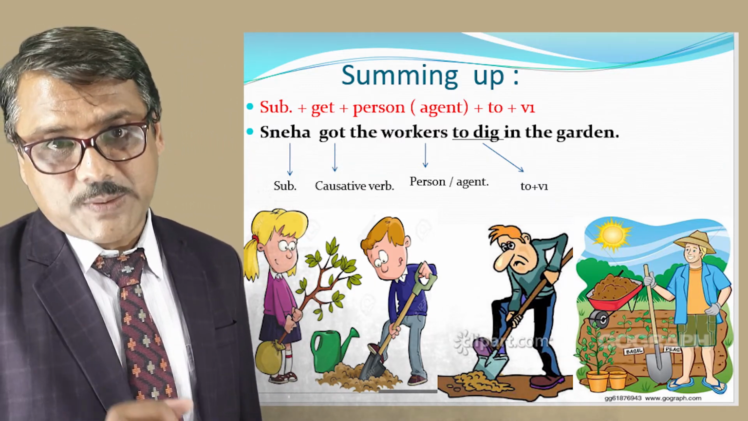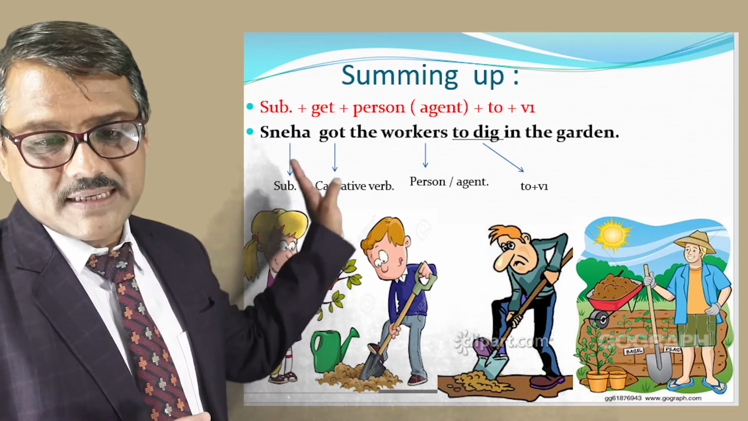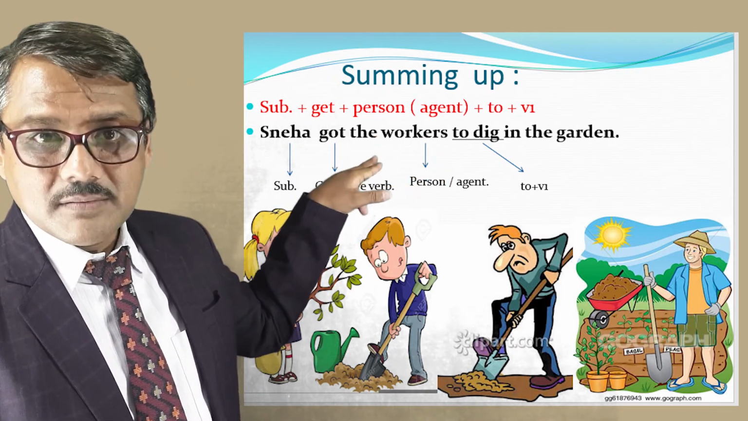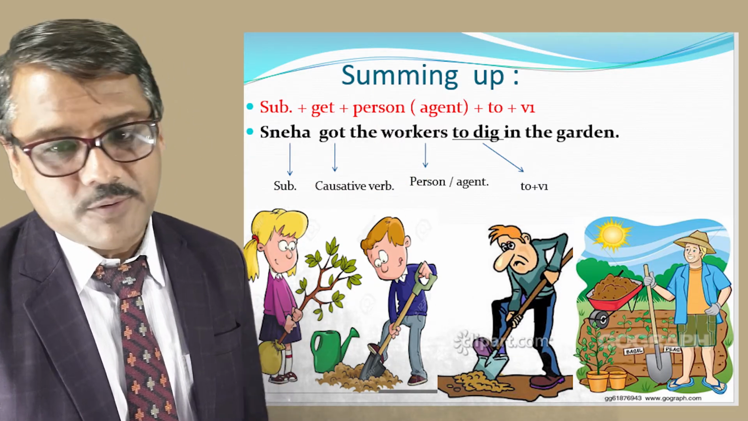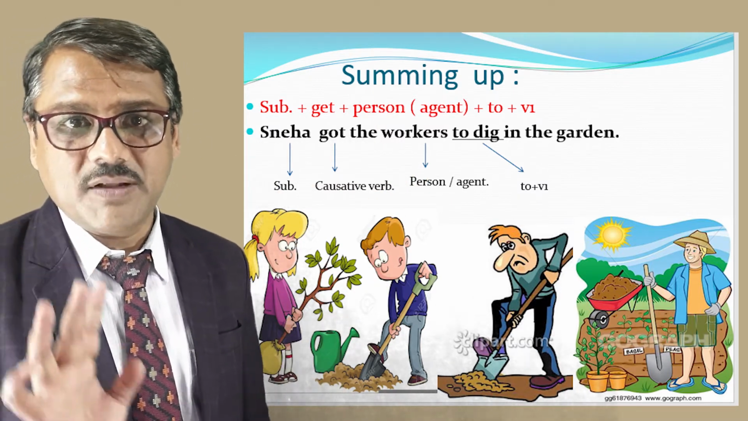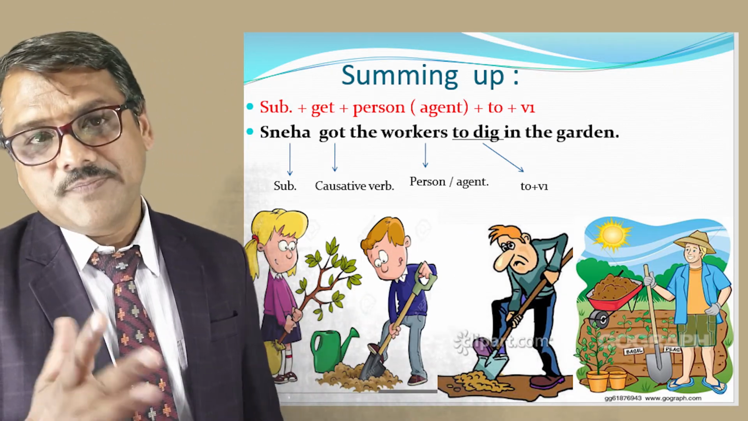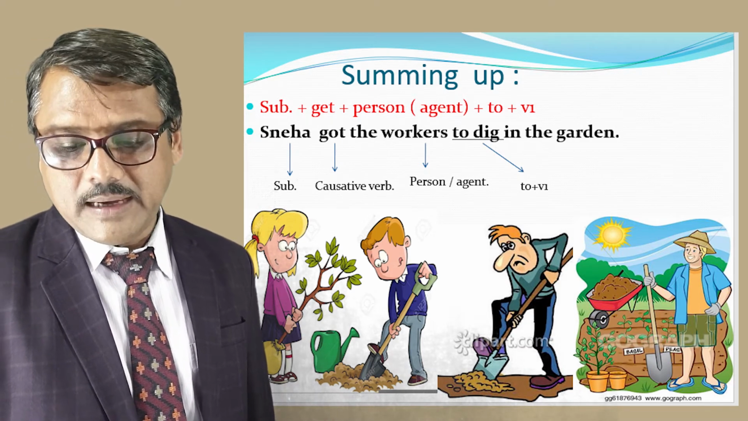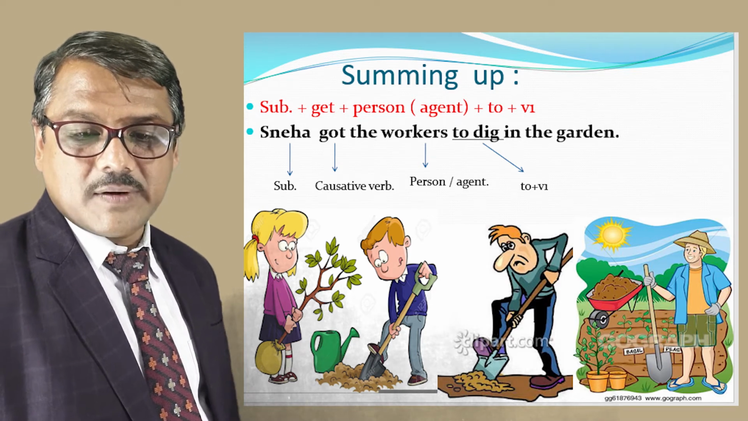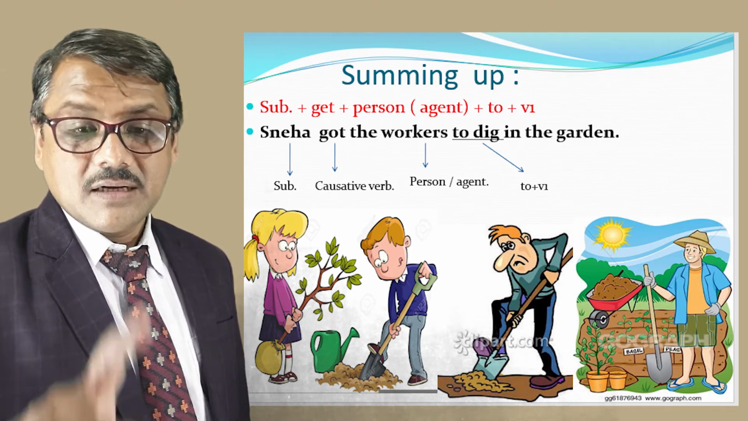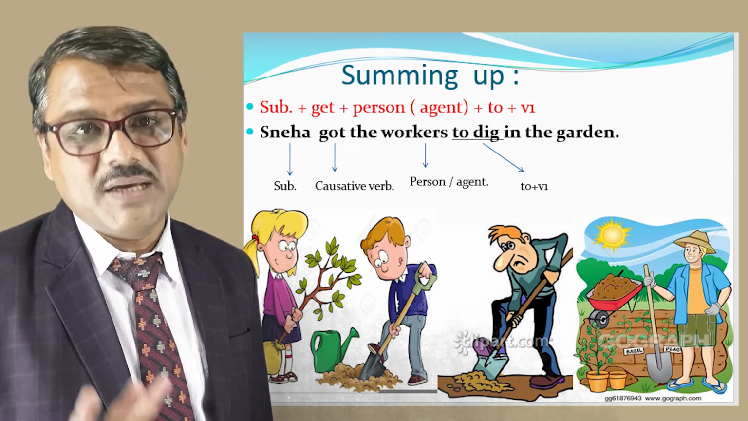We have two structures with get. The first one is get agent to plus verb 1. Subject get plus person. Person means agent, that is given in parenthesis, and to plus base form verb 1. What comes after that is negligible for us. And the meaning: get means encourage. Now here the first sentence: Sneha got the workers to dig in the garden. Got, agent the workers, to dig, to plus base form of the verb.